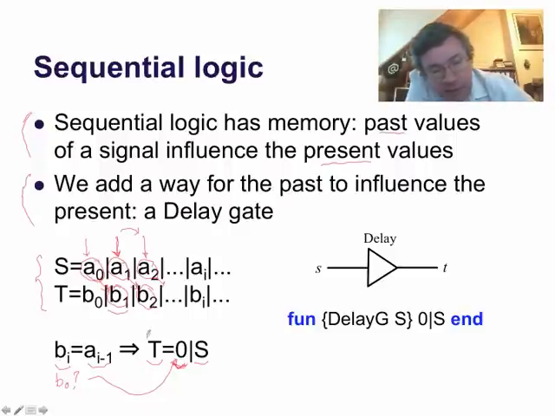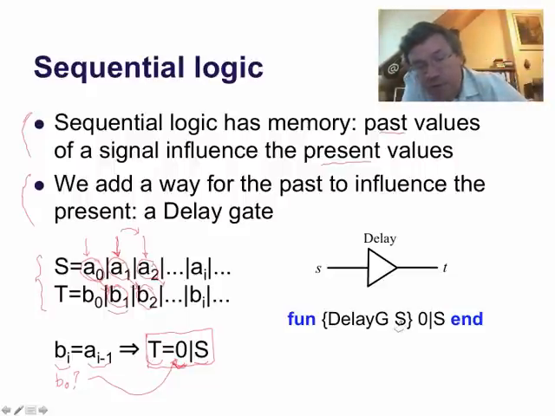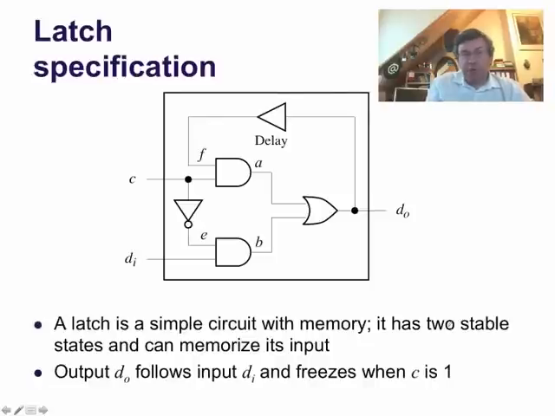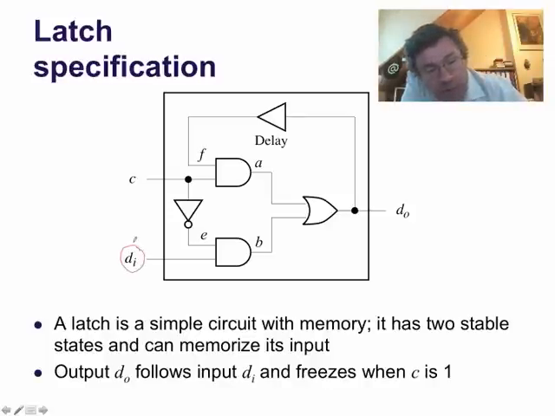So this means that the delay gate, the gate that calculates this, actually has a very simple implementation. The delay gate of S is simply 0 bar S. And so we can use this delay gate now to build circuits with memory. So here's a simple circuit with memory called a latch. It has two stable states and it can memorize the input. So we have here an input signal and an output signal.